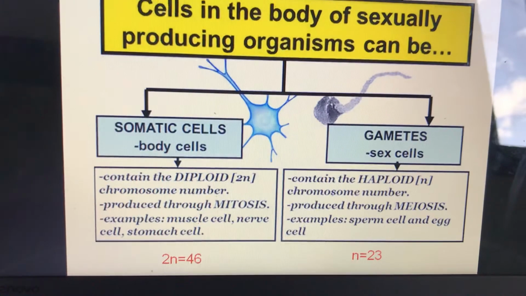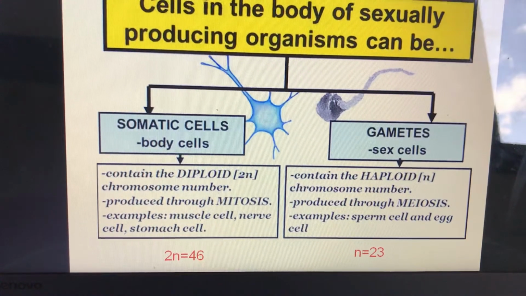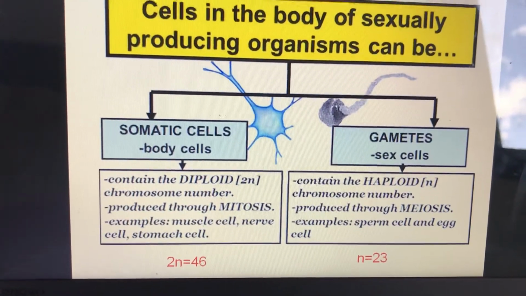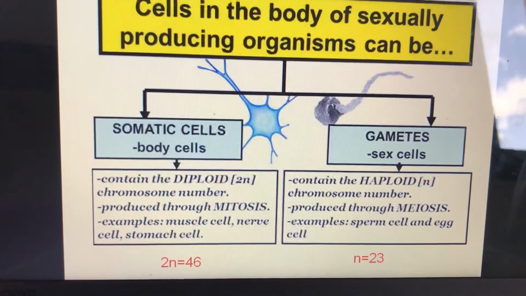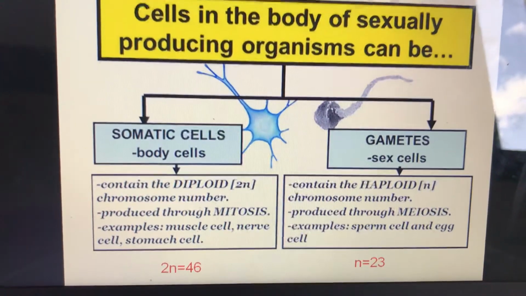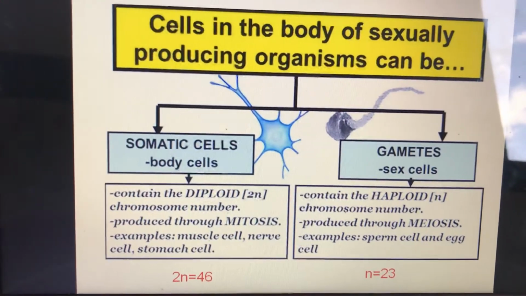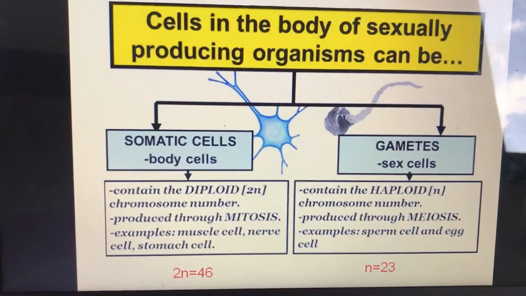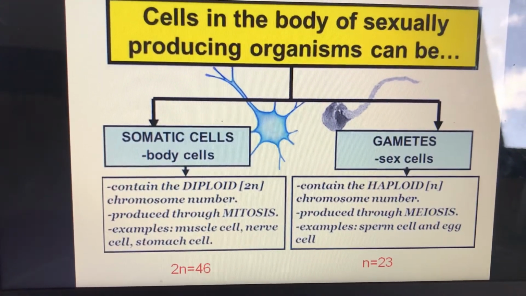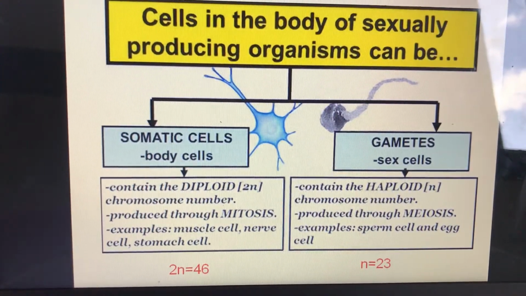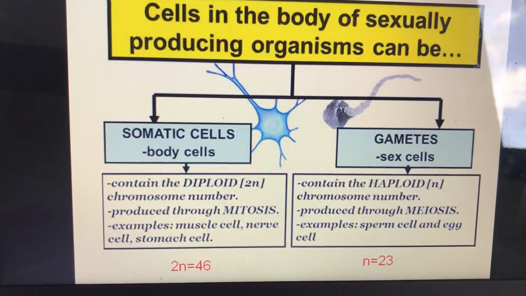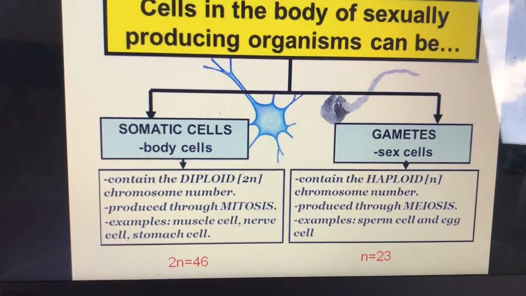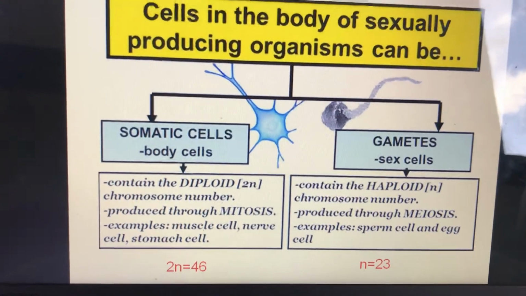So I'm going to repeat a little bit. You can see three differences here between body cells and gametes. Body cells are diploid. It means they contain 2n equals 46 chromosomes, while gametes are called haploid. Haploid comes from the word half. So haploid means they contain n equals 23 chromosomes. Body cells are produced by mitosis, while gametes or sex cells are produced by meiosis. Examples of body cells are muscle cell, nerve cell, stomach cell, and examples of gametes or sex cells are sperm cell and egg cell.